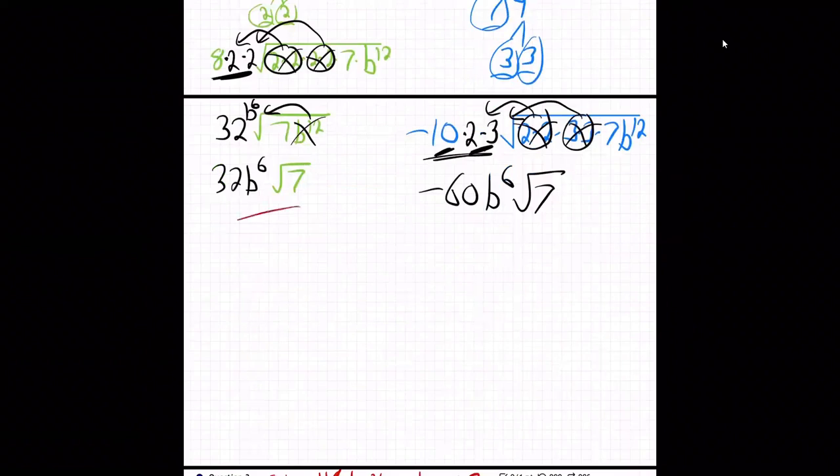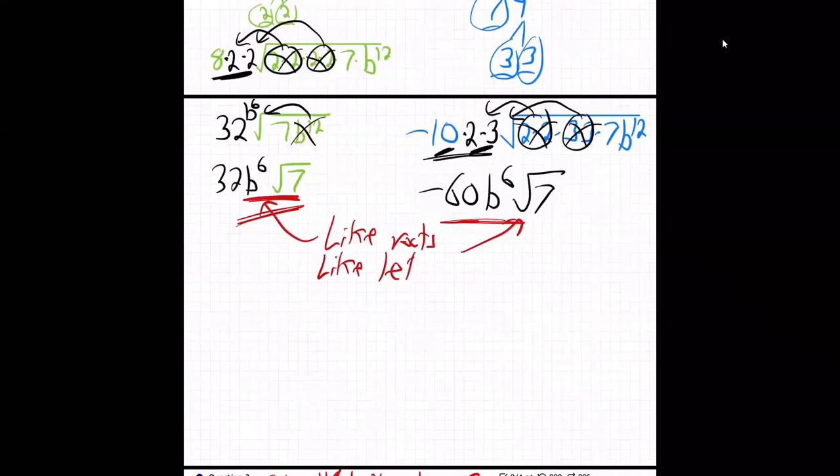So this and this, notice, are like roots, aren't they? They have the same root pattern, the same letter pattern. They're both b to the 6th, like roots and like letters, right? They have the same exact b to the 6th root 7. So their letter and root patterns match exactly. So then what do you do? You just combine the numbers in the front.